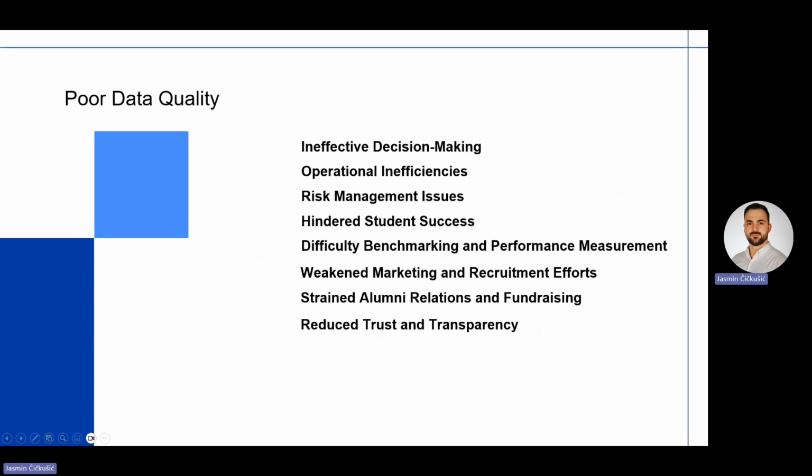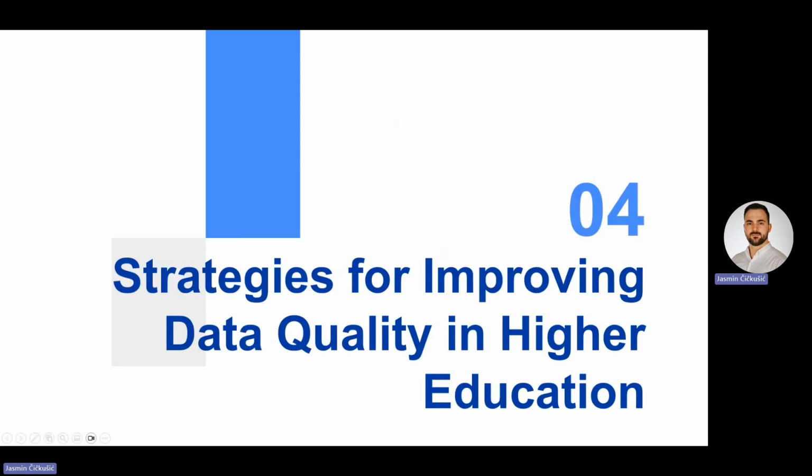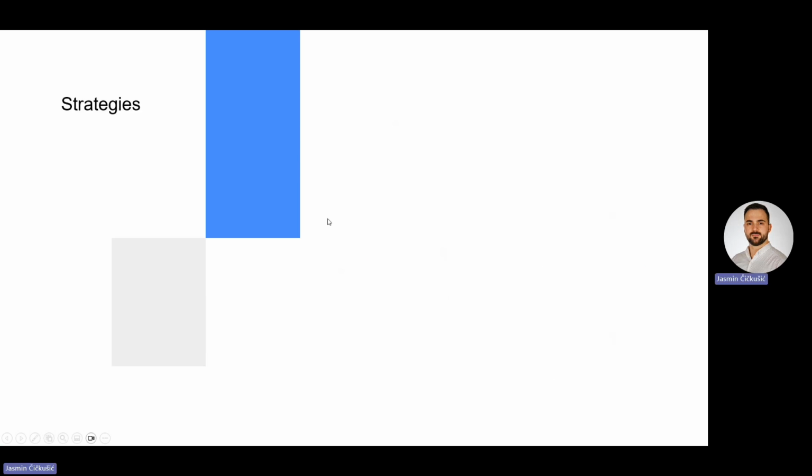We have reduced trust and transparency. When data quality issues lead to errors and inconsistencies, it can erode the trust, of course, of the students, of the faculty, of the staff, and of course of the external stakeholders, and you need to keep trust between everyone inside your company to actually do better. So we talked about challenges, we talked about poor data quality and its effects. Now let's quickly go to strategies for improving data quality in higher education. Then I will go to my CRM.